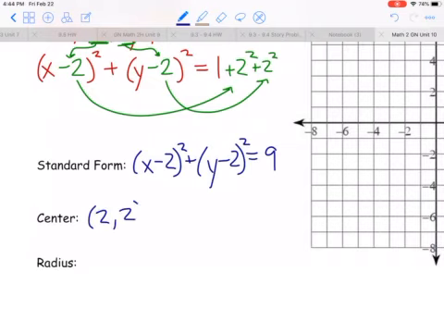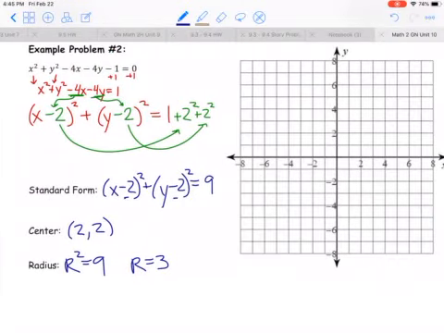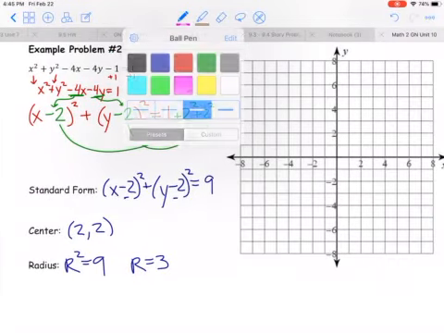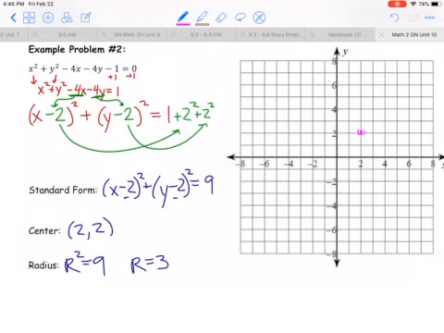Okay, center should be 2, 2, because you take these and switch their sign. And then radius squared was 9, which means radius is 3 again. Sorry, I got the same example almost. So on my drawing here, we're going to go to 2, 2, and put that center point. That's what I just drew. And then a distance of 3 away in every direction. Try to make that exact, because that'll give you a nice circle if you're exact. And that's it.